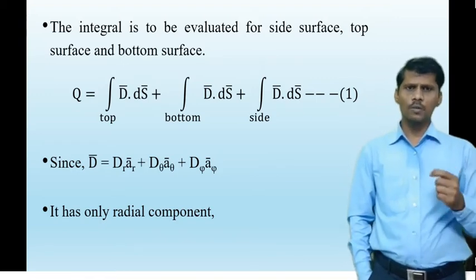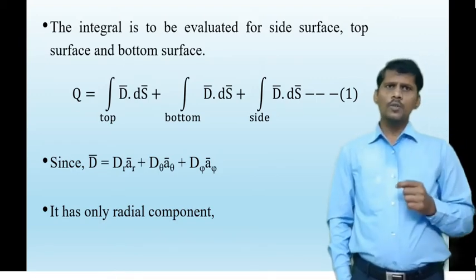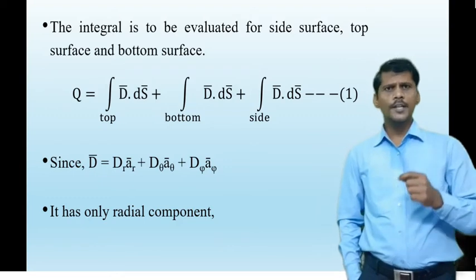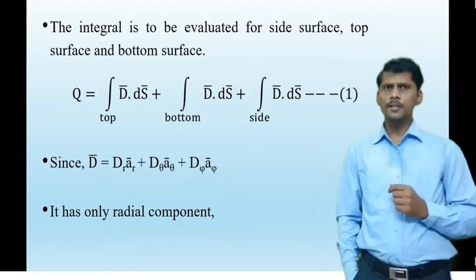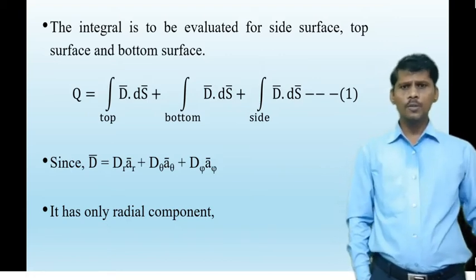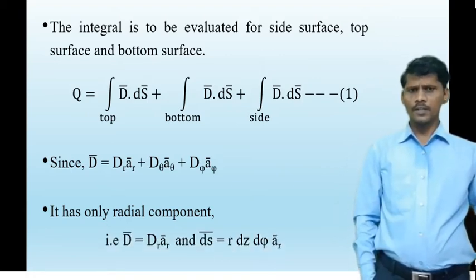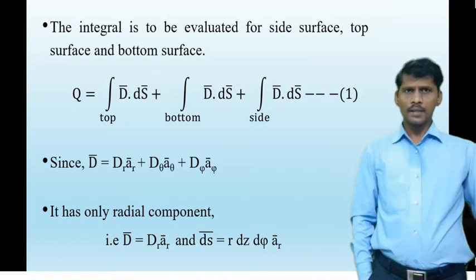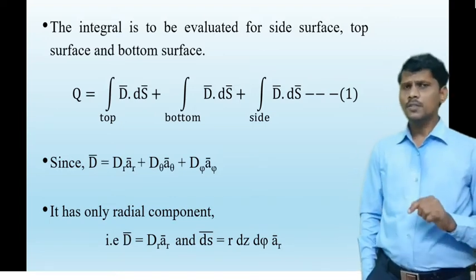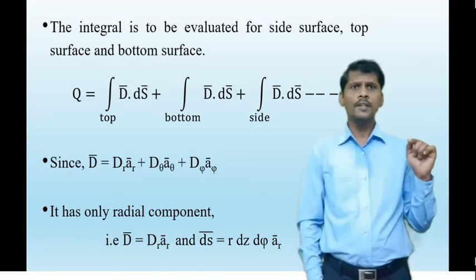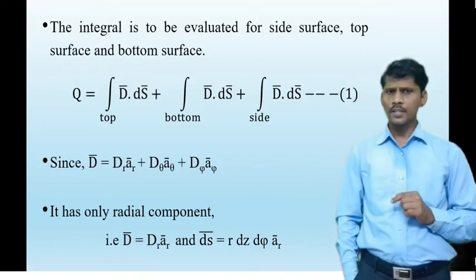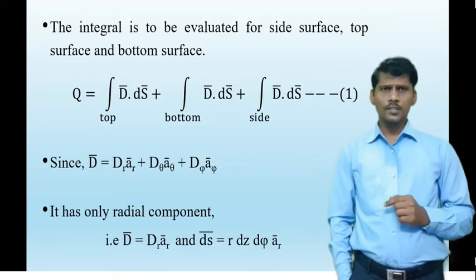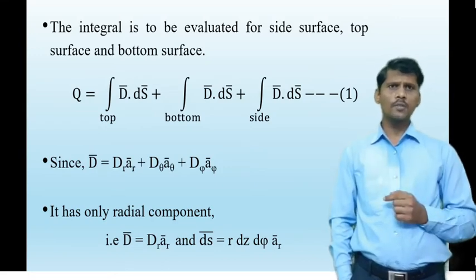In spherical coordinate system, the electric flux density is varying only in the radially outward direction. Because of that, the electric flux density D bar is equal to Dr into ar bar. At that point, the differential surface is also varying in the radially outward direction. In cylindrical coordinate system, what is the differential vector surface area?